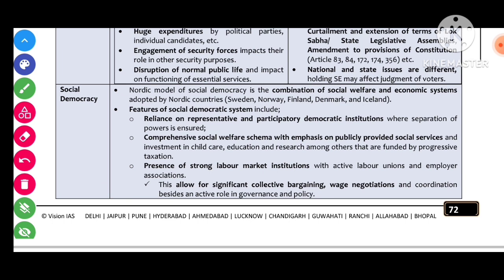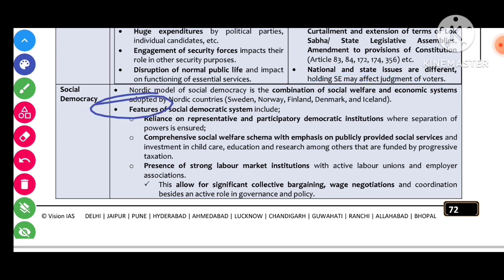What is this? And what was in the news? The Nordic model of social democracy is the combination of social welfare and economic systems adopted by Nordic countries. So this is social democracy, which involves the social welfare and economic system.